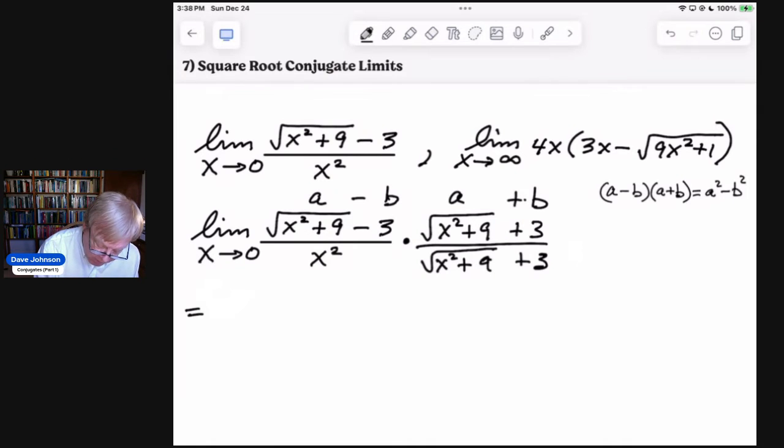And so a minus b times a plus b is what? Well, we multiply it out, so limit as x goes to 0. Always carry your limit with you. That reminds you that you're doing a limit, and if you see anything that you can take advantage of, limit theorems or whatever, the limit is right there. You don't get lost in the weeds just because you've forgotten that you're doing a limit. So a minus b times a plus b is a squared. Well, the square root of x squared plus 9 squared is x squared plus 9. And then minus b squared, well, 3 squared is 9.